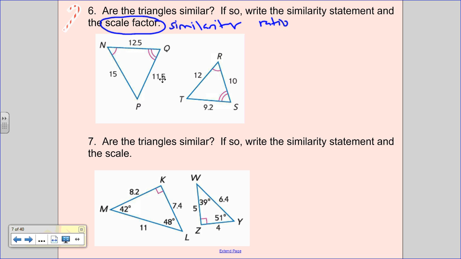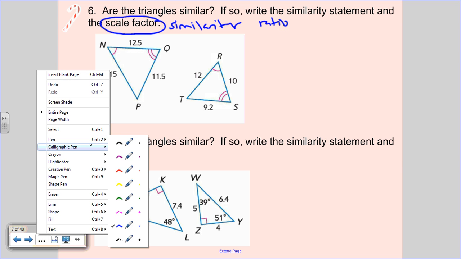So first I got to prove that they are similar. Let's look. I know that angle N is congruent with angle R. Angle Q is congruent with angle S. So that means angle P is congruent with angle T, which helps. But just because the angles are congruent doesn't mean it's similar. Now I got to set up all the proportional ratios for each side.